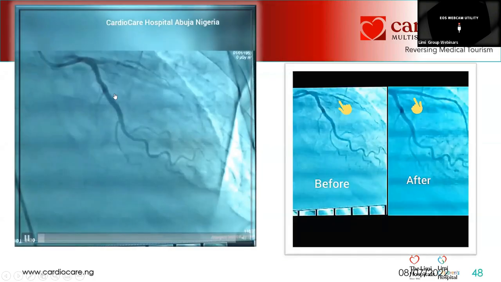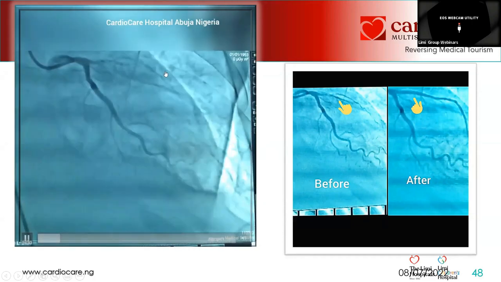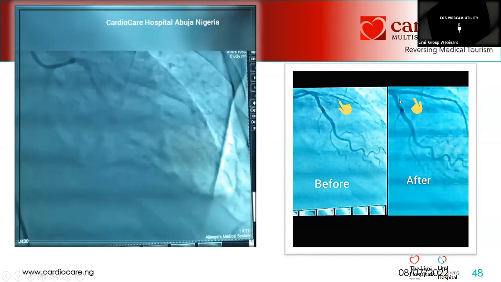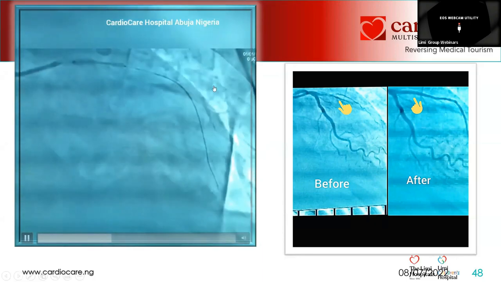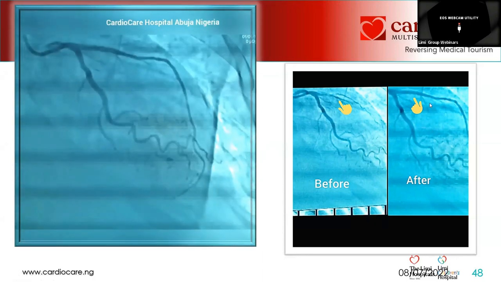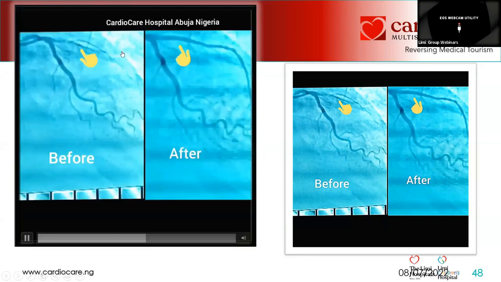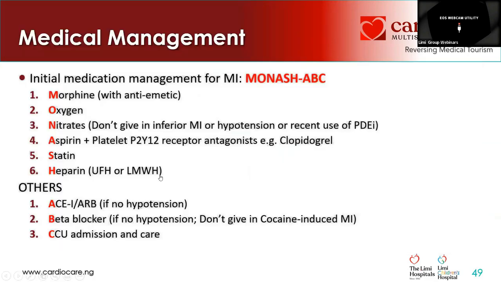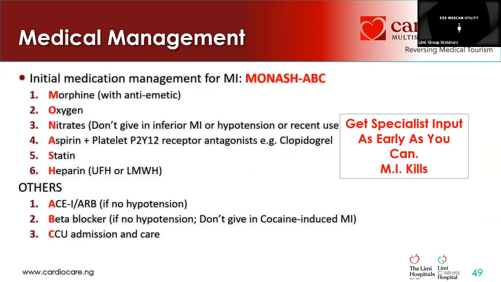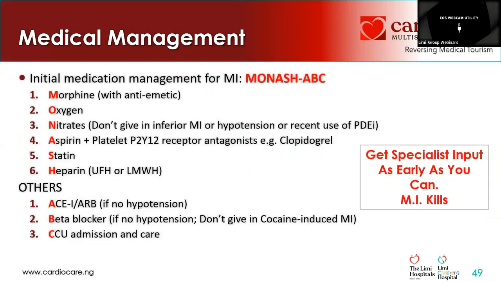If you see this case, you can see there's no flow here before. But if you look afterwards, this is us putting the stent. And in this picture, you can see the after is showing flow. So you can see before and you can see the after. Very nice result after the procedure. So that is what is done: it restores blood flow, reduces the chest pain and increases the ability for the patient to survive properly as soon as possible.